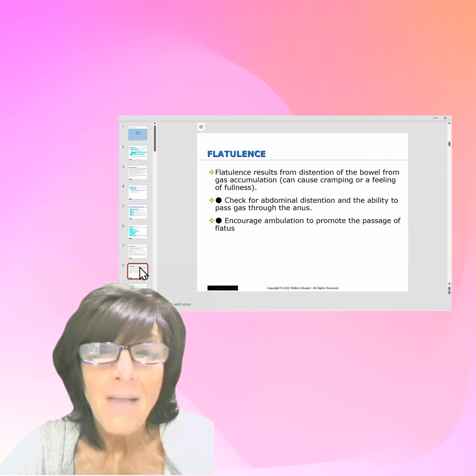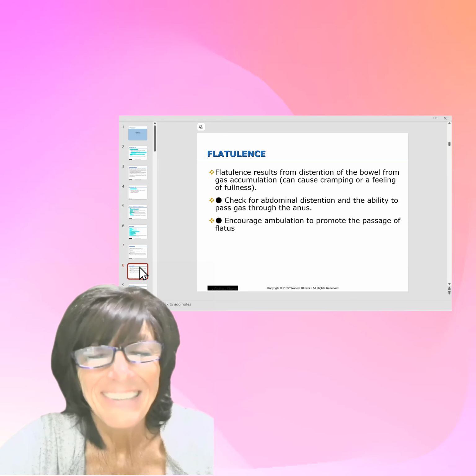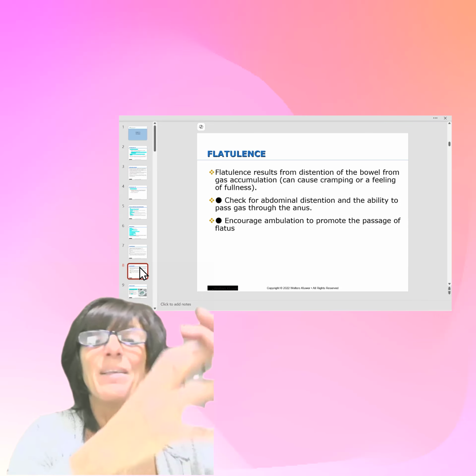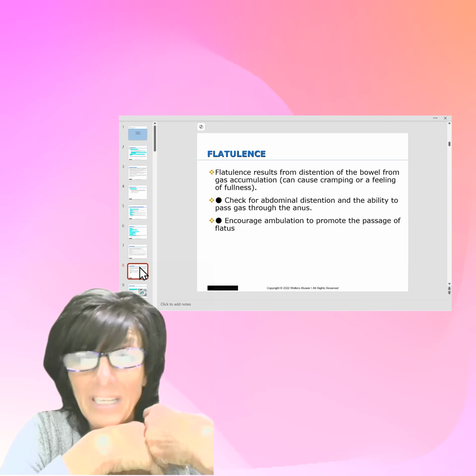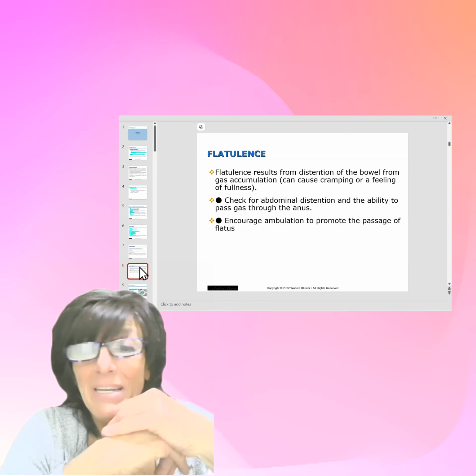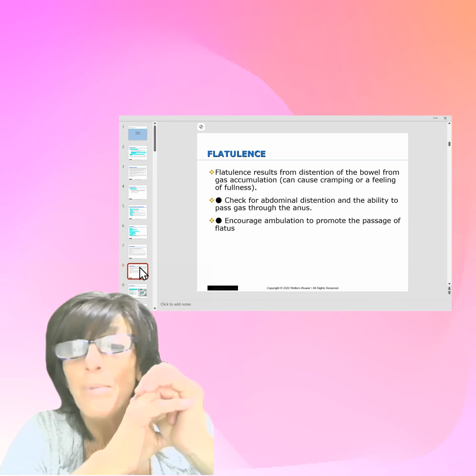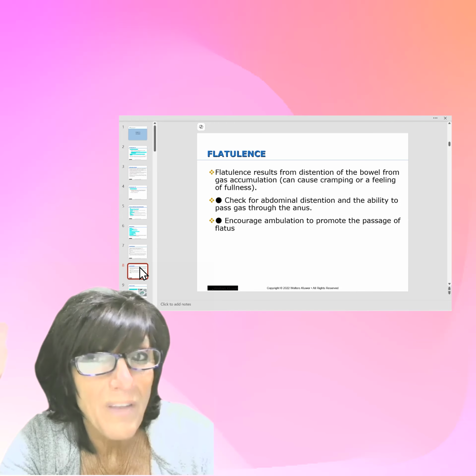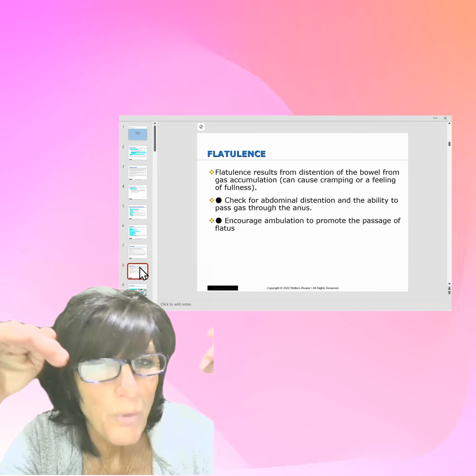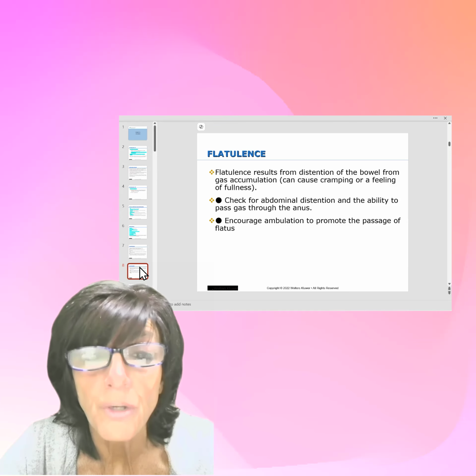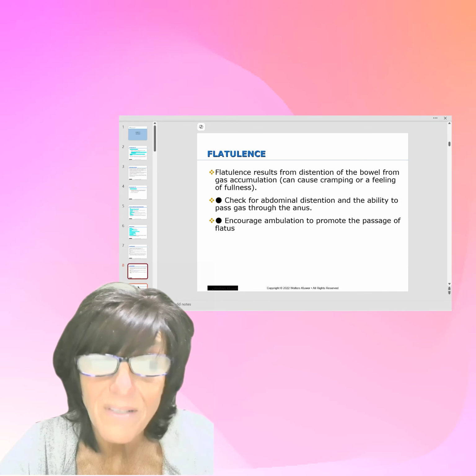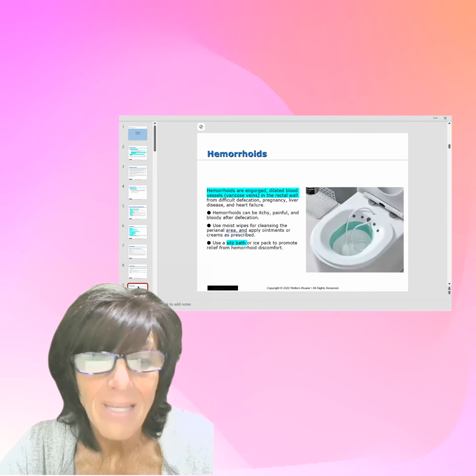Okay. Flatulence. It's gas. The bowel gets distended because of gas, and it can make you cramp or feel full. And if your abdomen is distended, make sure that you are able to pass gas. Oftentimes, we won't even let you out of the hospital until you pass gas to make sure that everything down there is moving. Get the patient to move. Ambulation really promotes the passage of flatus.